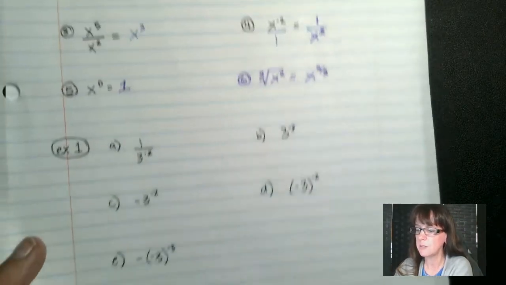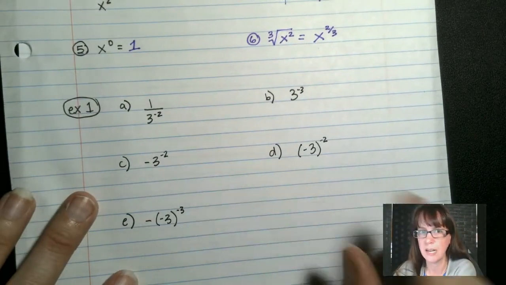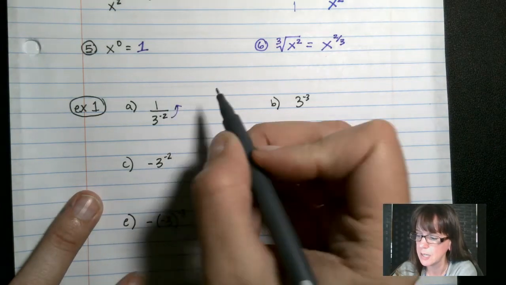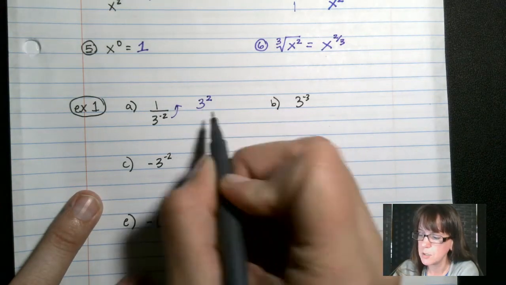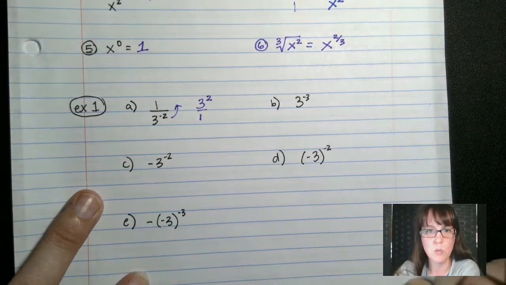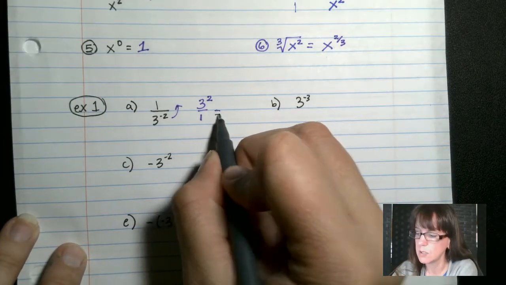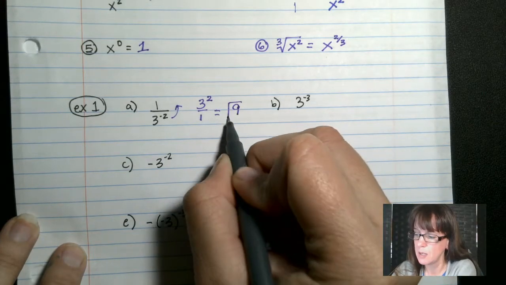So looking at example A, we have a downstairs negative attitude. We've got to move that negative attitude upstairs. So now we have 3 to the positive 2 over 1, because once we get rid of everything, we have a 1. It doesn't matter, though, when it's downstairs. And so we just have 3 squared, which is 9. All right, let's look at B.